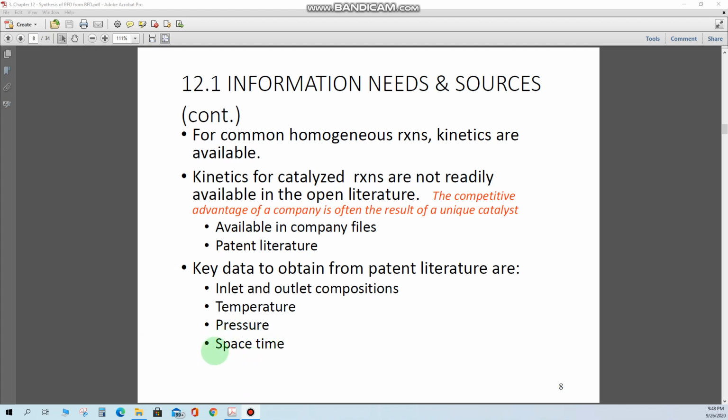Now, what is the space time here? The reactor is a three-dimensional reactor. So what could be the volume of the reactor, and what is the residence time of the reactants within that reactor? That comes under the category of space time. So you can get this kind of scattered information in the patents, and from this information you can get the value of the conversion percentage that you can use in your analysis.